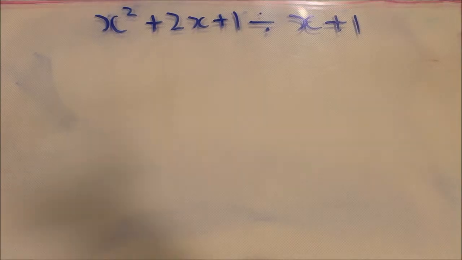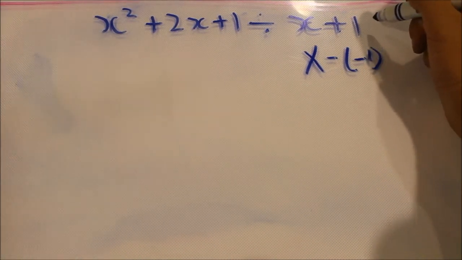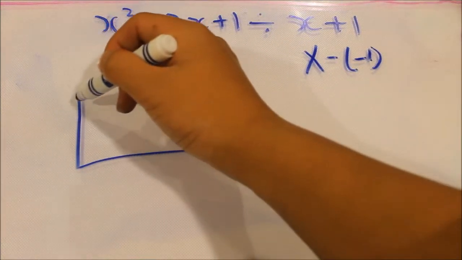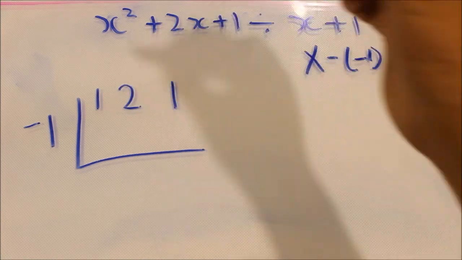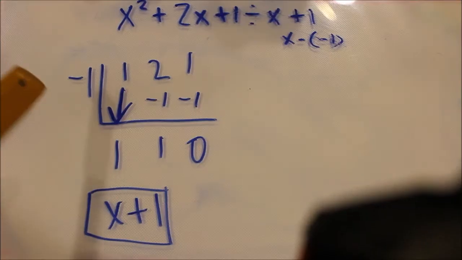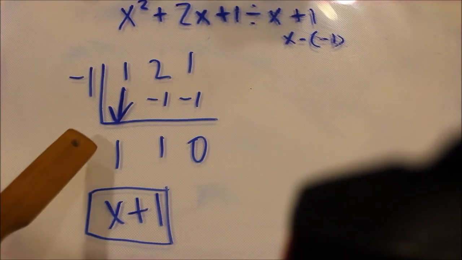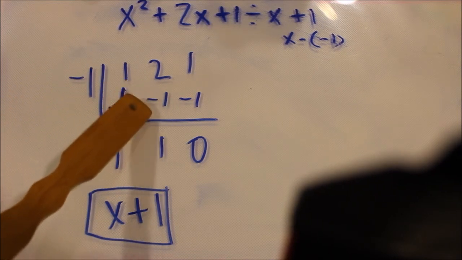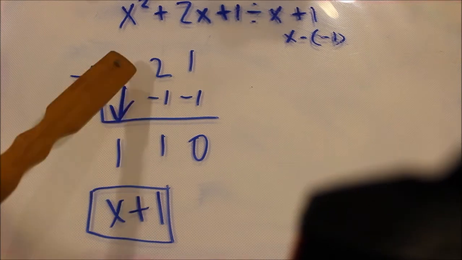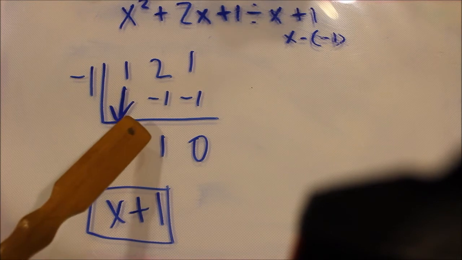Here is a simple example of synthetic division. The first step is to identify the k value. In this case, the k value is -1. The next step is to place the k value on the left and the coefficients of the polynomial above, as shown in the video. The next step in synthetic division is to drop the 1 down. Next, multiply by the k value, which is -1, to find the next number, which is -1. Then, add the two numbers, 2 and -1, to find the value on the bottom.